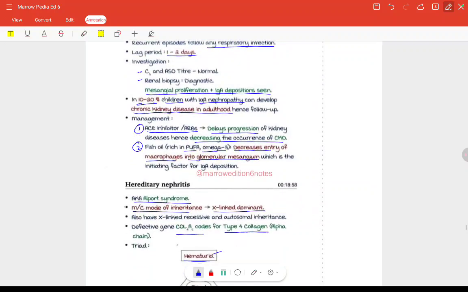Management is by the ACE inhibitor or the ARB. It delays the progression and decreases the occurrence of CKD, and fish oil can be used, which decreases the entry of macrophages into the glomerular mesangium. Okay.